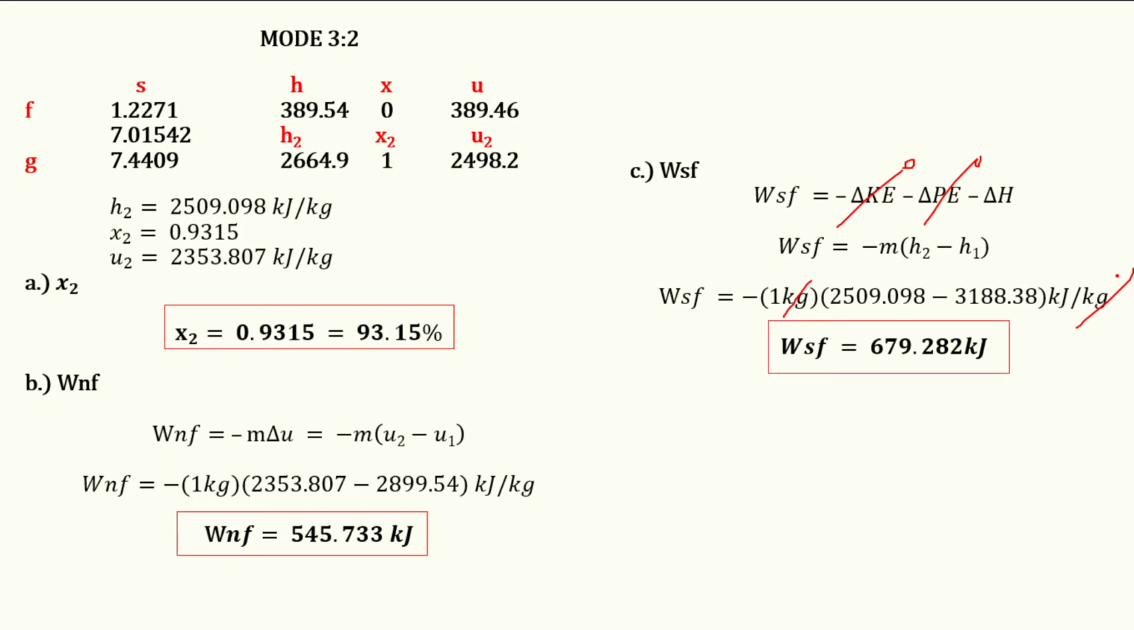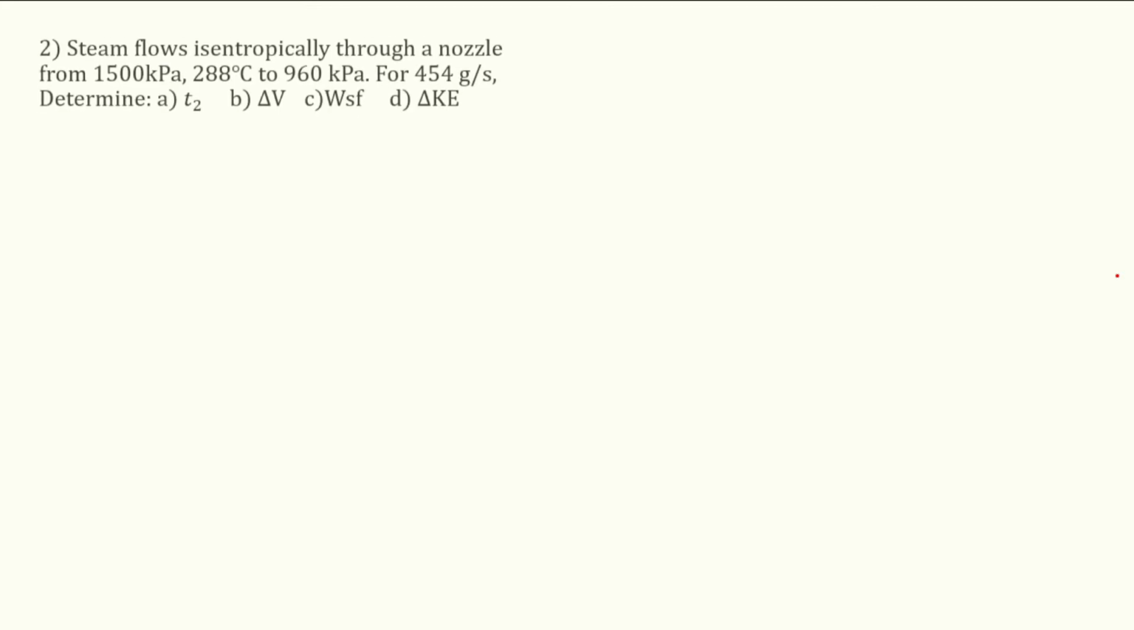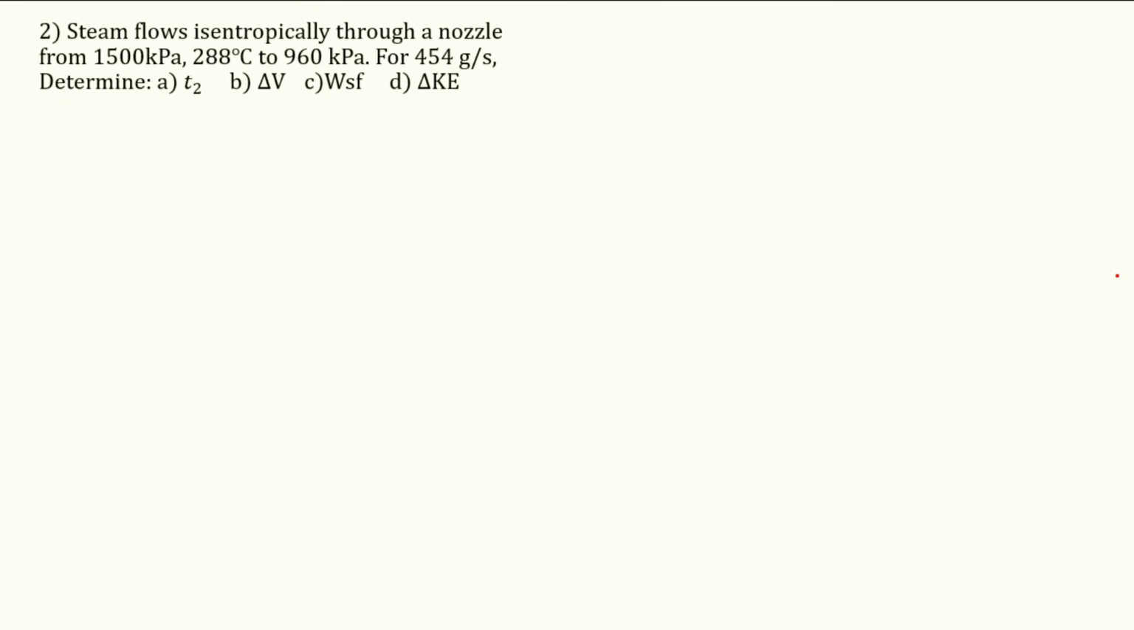So, that's it for problem number 1. Doon na tayo sa problem number 2. Steam flows isentropically through a nozzle from 1,500 kilopascal, 288 degrees Celsius to 960 kilopascal for 454 grams per second. Determine T2, delta V, work steady flow, and delta KE.